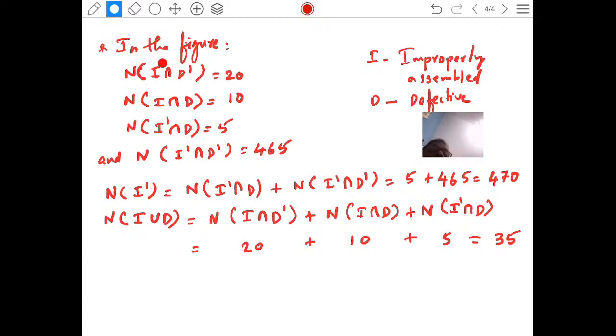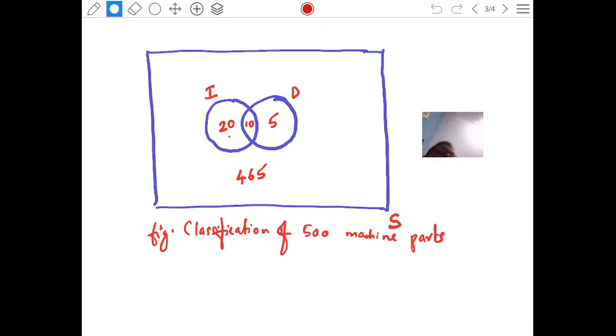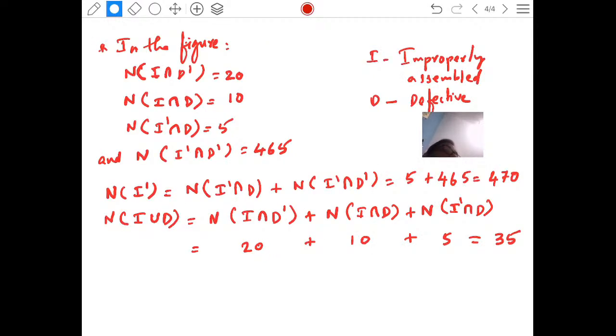Considering all the cases, looking at the Venn diagram, we can find that the set I union D means all the elements in I, all the elements in D, and all the elements present in both. So the numbers are 20, 5 and 10, which is equal to 35. So next one.